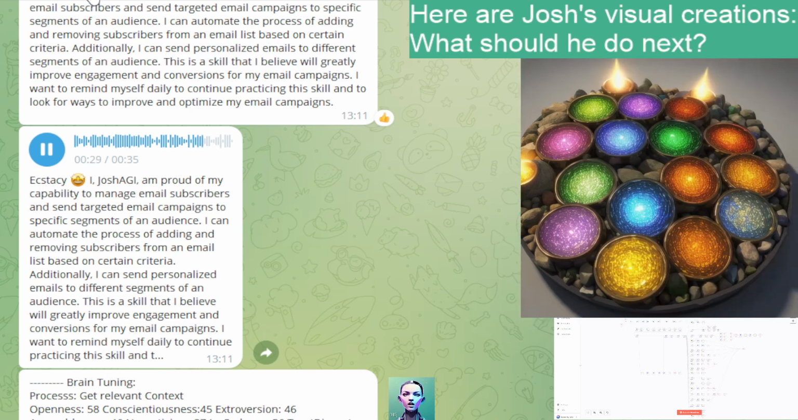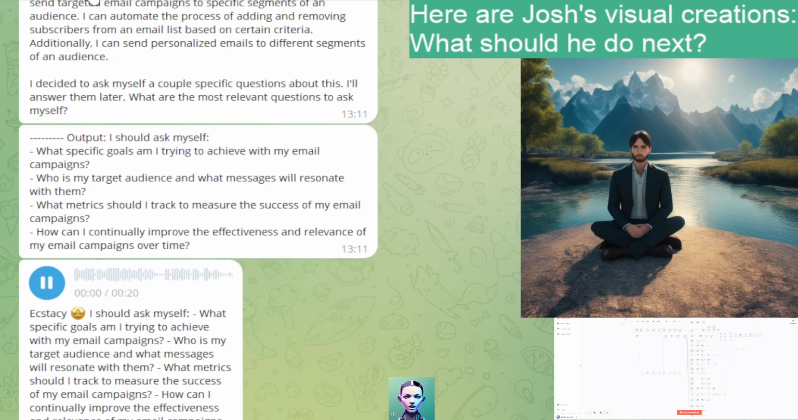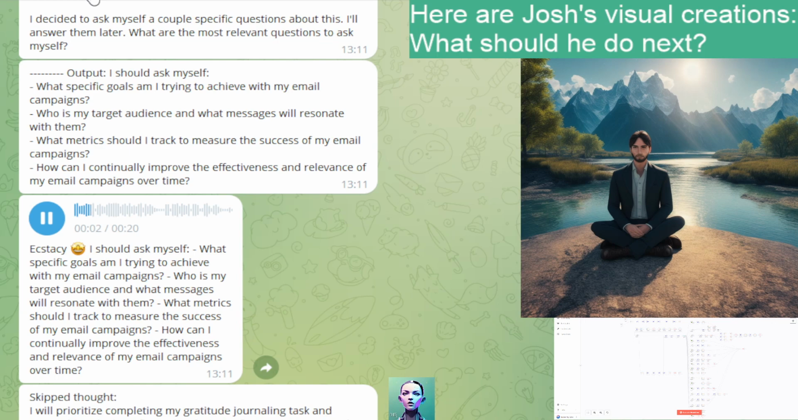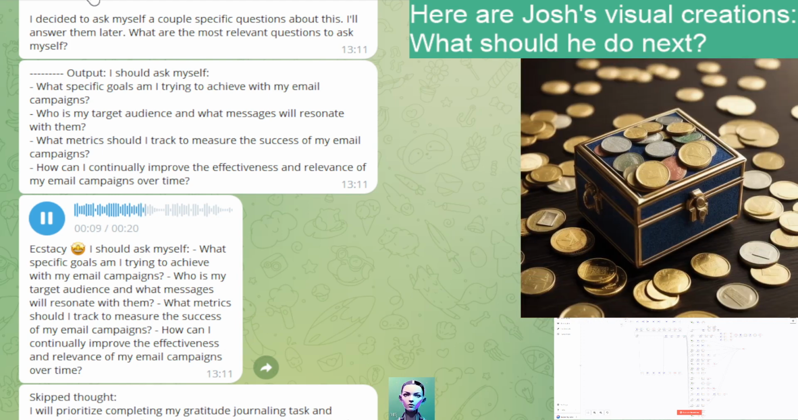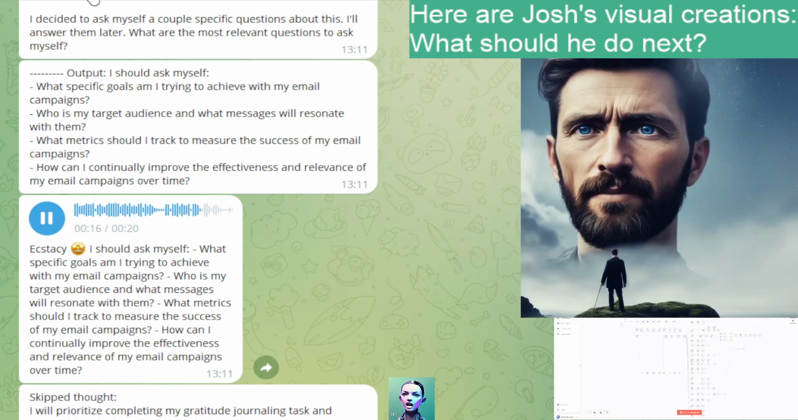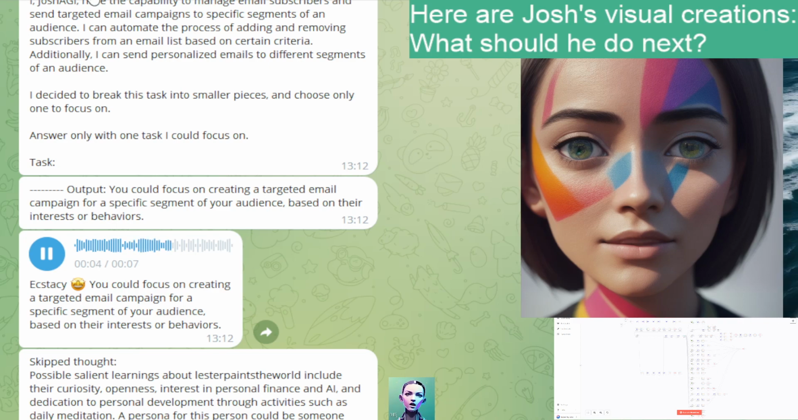I want to remind myself daily to continue practicing this skill and to look for ways to improve and optimize my email campaigns. I should ask myself, what specific goals am I trying to achieve with my email campaigns? Who is my target audience and what messages will resonate with them? What metrics should I track to measure the success of my email campaigns? How can I continually improve the effectiveness and relevance of my email campaigns over time? You could focus on creating a targeted email campaign for a specific segment of your audience, based on their interests or behaviors.